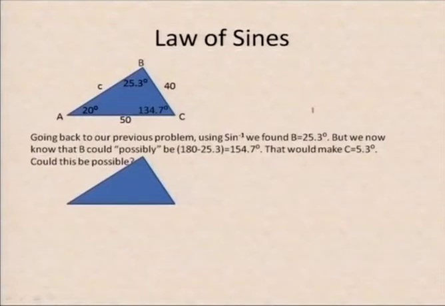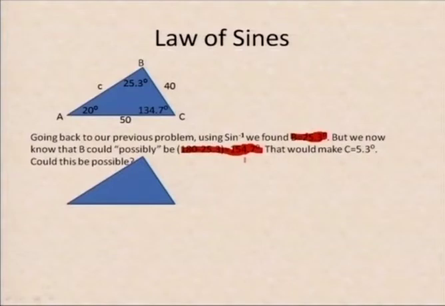So let's see what happened with the one we just did. We just solved, and all the numbers that are put in there were ones that we were either given or came up with. But the only ones we were given for sure was the 50, the 40, and the 20 degrees. We solved for the 25.3 degrees. But now if we look at this, we see that we had found B was 25.3 degrees. But we know now that B could possibly be, might be, maybe, have another value of 154.7.